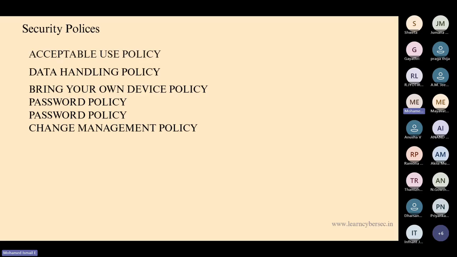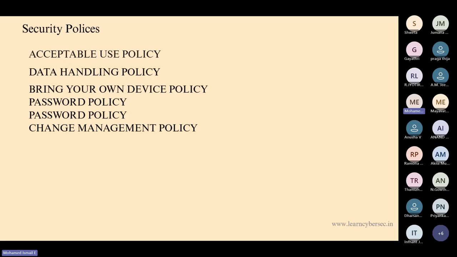Then data handling policy. With the same analogy, the company gave a mobile phone, but in the data handling policy they put a clause that whatever photos or gallery you are using, or the data stored in the gallery, is subject to inspection and data loss prevention policy. Maybe they can control your photos or whatever is in the gallery. So for the data handling policy, according to the company requirement, they should frame the respective data handling policy that must be documented under policy.